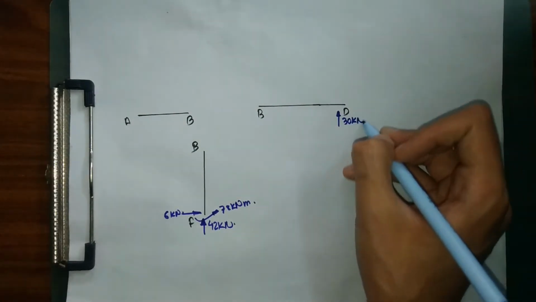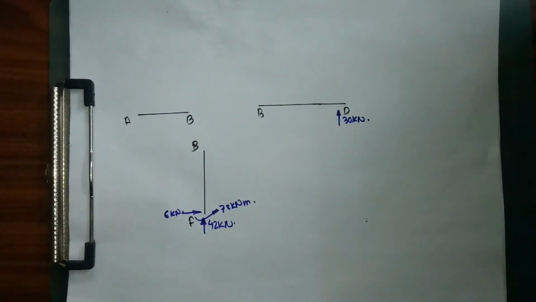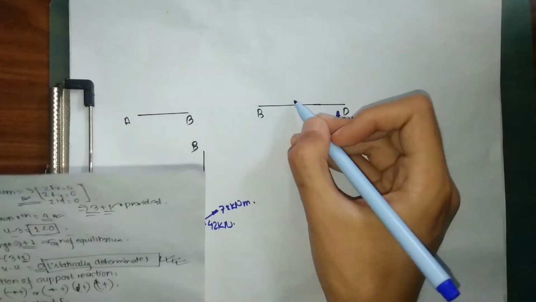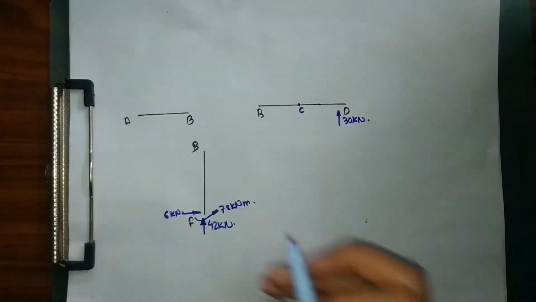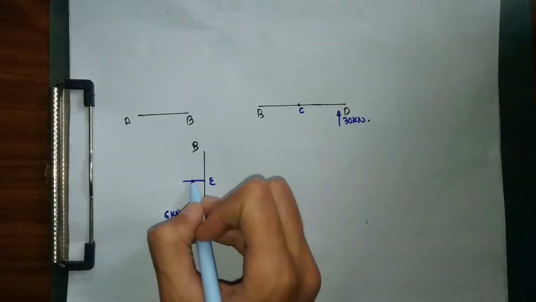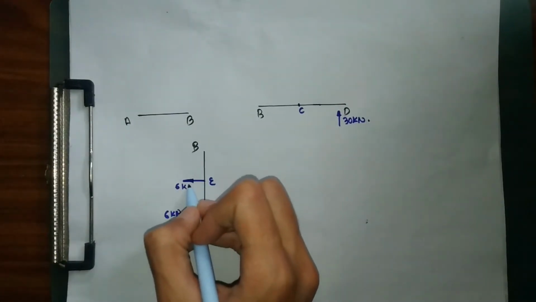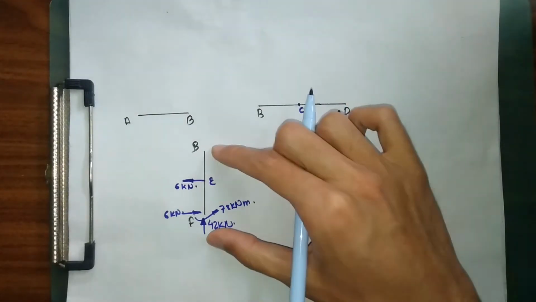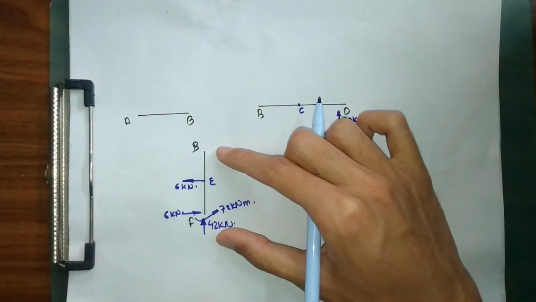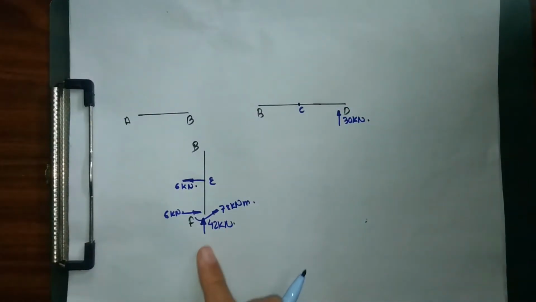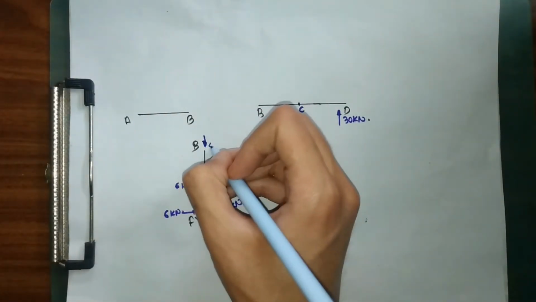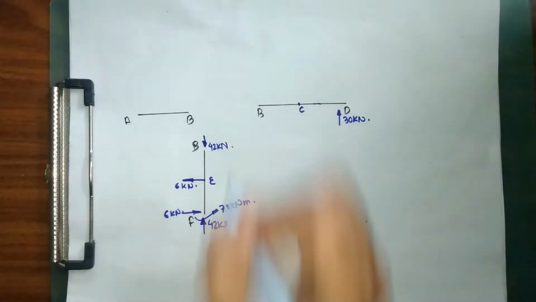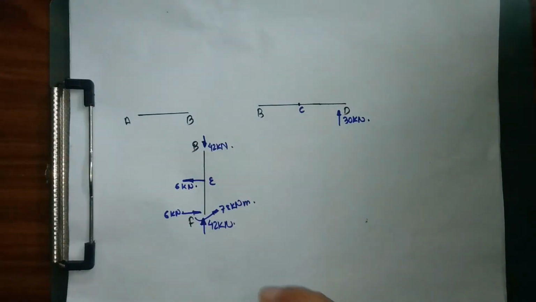These are all the forces which I have calculated, and we have been provided an internal Hinge C. As you can see here, at point E there is a force of 6 kilonewton acting upward. Now let's see firstly for my member BF. For member BF, a force of 40 kilonewton is acting upward. In order to maintain equilibrium, a force of 40 kilonewton must act downward.